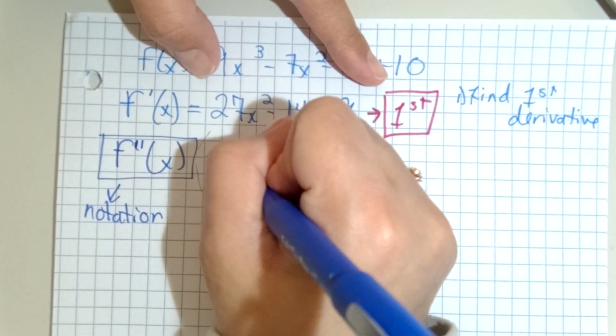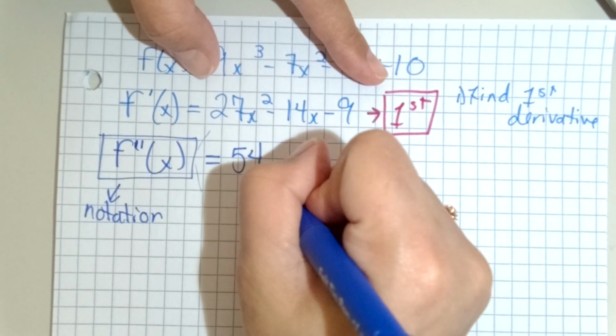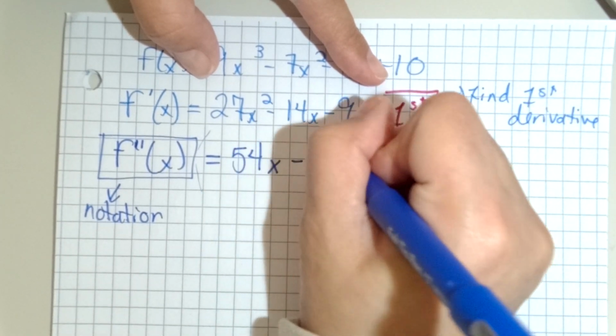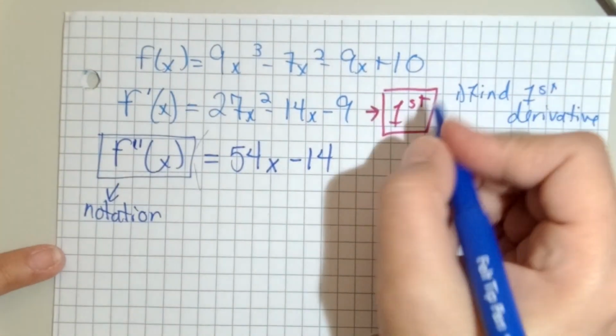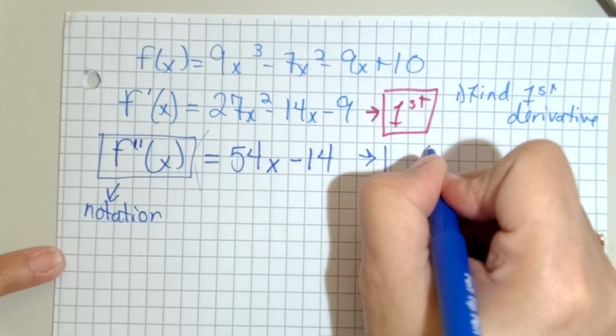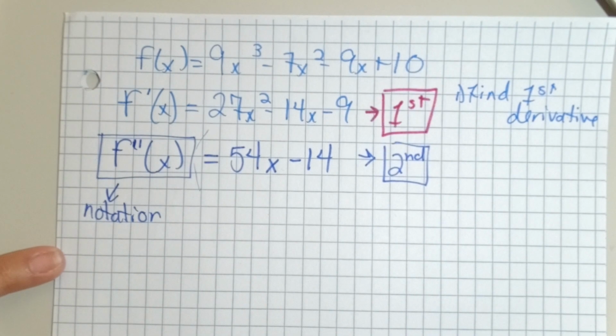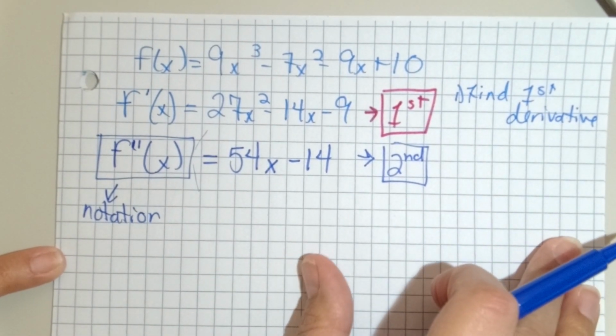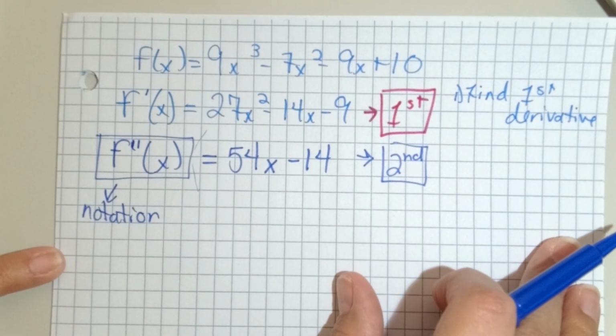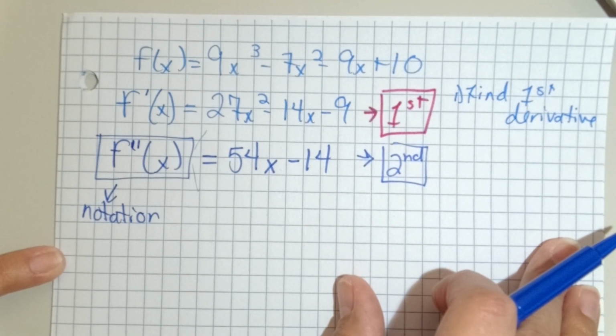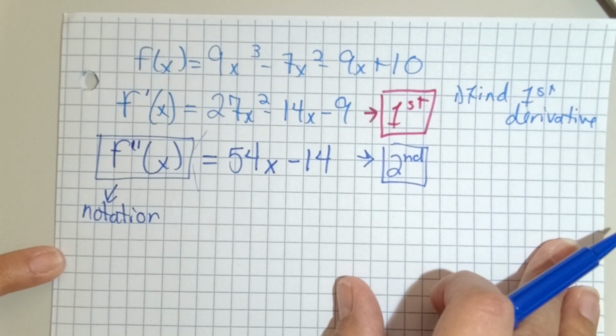That's 54x minus 14. This is your second derivative. Any questions? Am I done? Why am I not done?